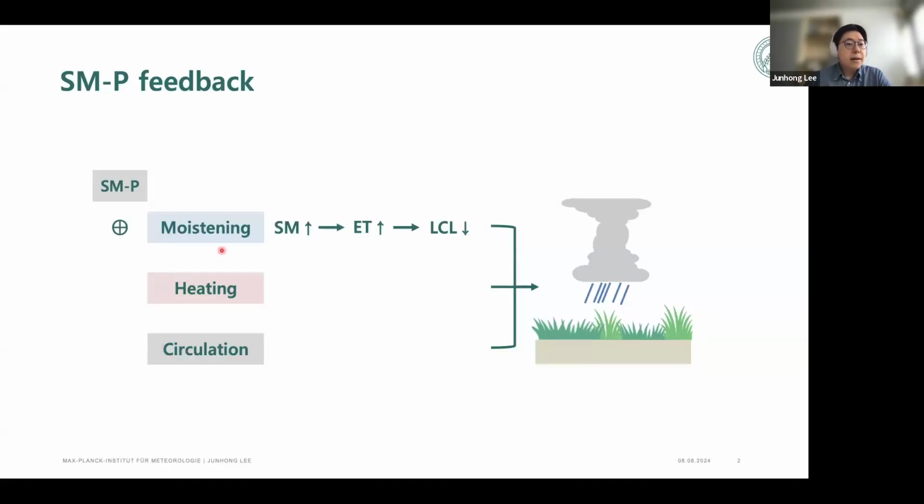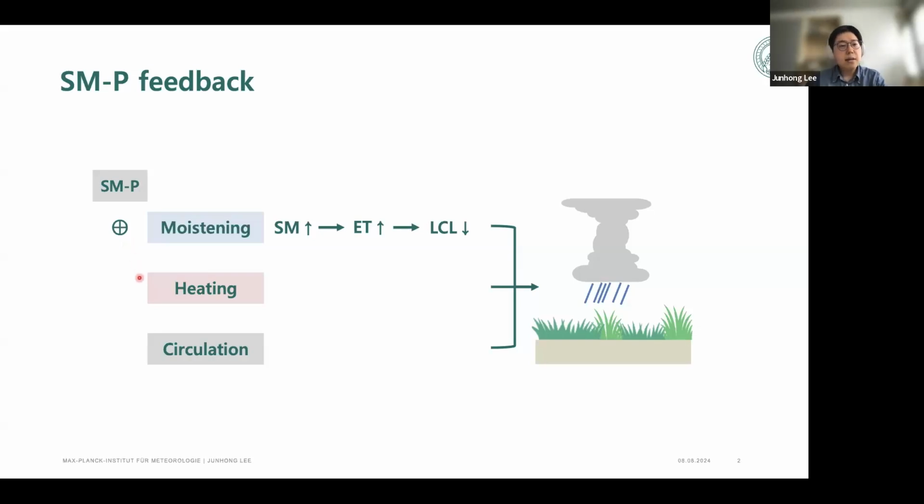Let me explain the surface moistening process first. That means wet soil leads to larger evapotranspiration, and it provides water into the air. So it lowers the lifting condensation level, LCL, resulting in precipitation. In short, wetter soil leads to precipitation. So in this case, I can say there is a positive soil moisture precipitation, or SMP, feedback.